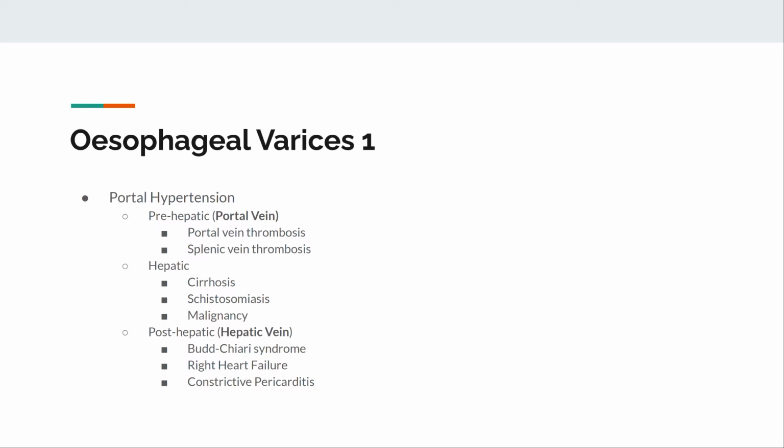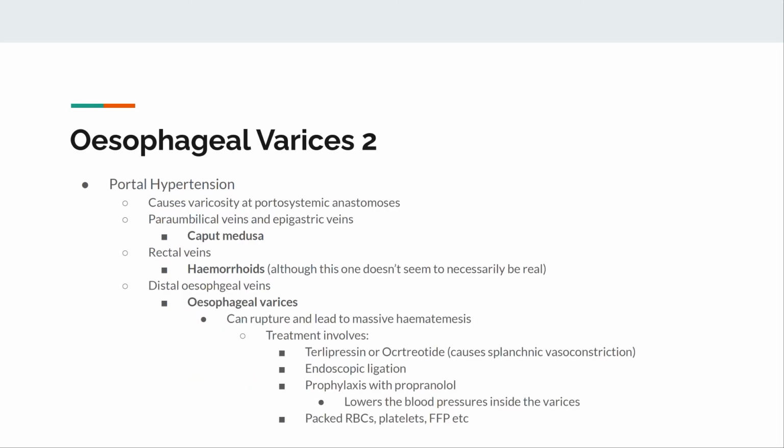So all of these things obstruct blood flow from the portal vein, whether it's where the portal vein meets the liver, or in the liver itself, or somewhere after the liver. The pressure within the portal vein increases, and the portal vein has connections, portosystemic anastomoses, to systemic circulation, and that results in a few clinical signs that you should be aware of.